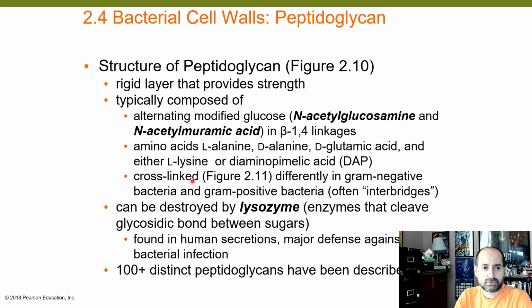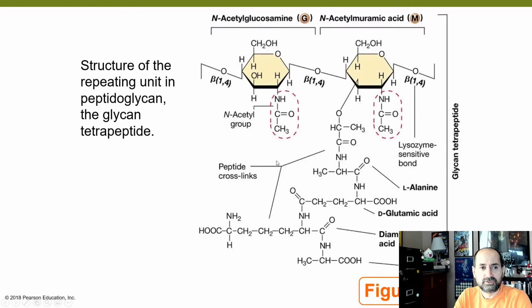And I'm going to show you that in the next figure. And then those cross-link differently in gram-negative bacteria and gram-positive bacteria. So the way these peptides cross-link with one another in adjacent strands of peptidoglycan varies between gram-positive bacteria and gram-negative bacteria. So here is a unit. This is a building block. You could call it a building block for peptidoglycan cell walls. This is a peptidoglycan cell wall subunit.